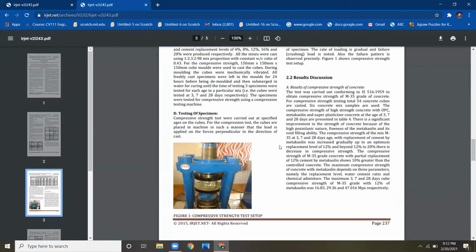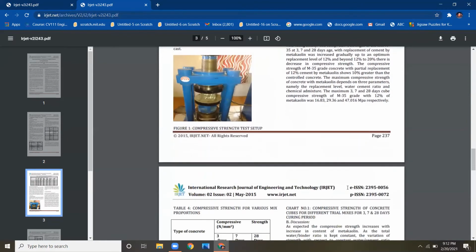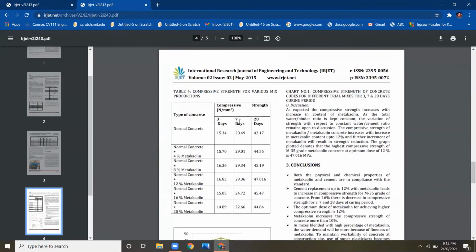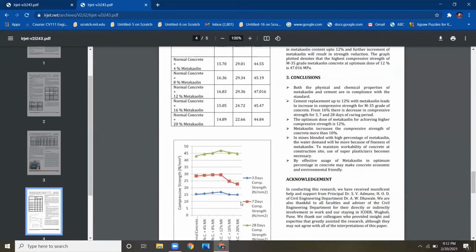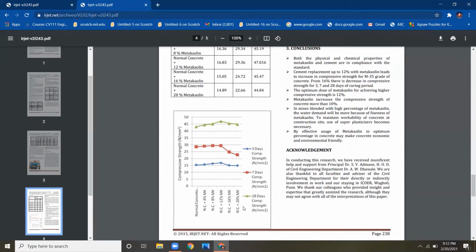So the compressive strength of the mix was also given to us here in the table, and you can see what compressive strength they got in 3 days, 7 days, and 28 days. You can see this graph, so they plotted it, and you can see the difference as well. This is the compressive strength, and these are the normal concrete, with 4% of metakaolin, then normal concrete with 8% metakaolin.